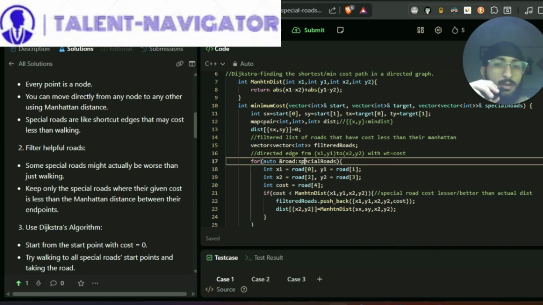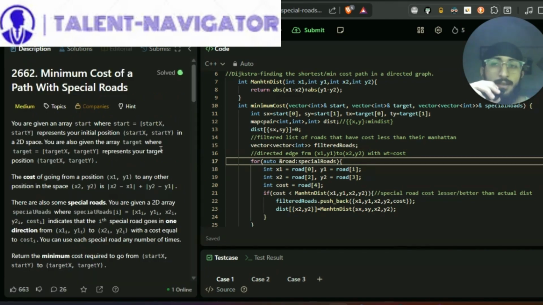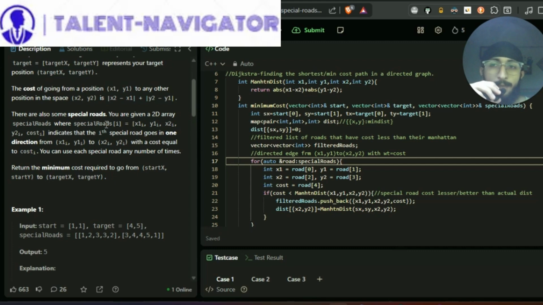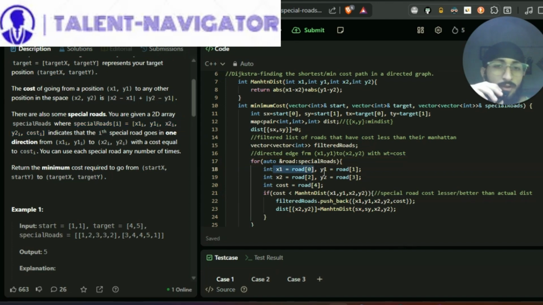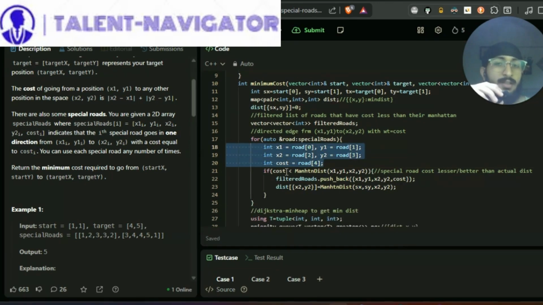So for each road in special roads, since it is given in the problem that we have special roads of i equal to x1i, y1i, x2i, y2i, and cost of i, there are 5 major points here. So we take x1 as road of 0, y1 as road of 1, x2 as road of 2, y2 as road of 3, and cost as road of 4. So we've extracted the coordinates as well as the cost.